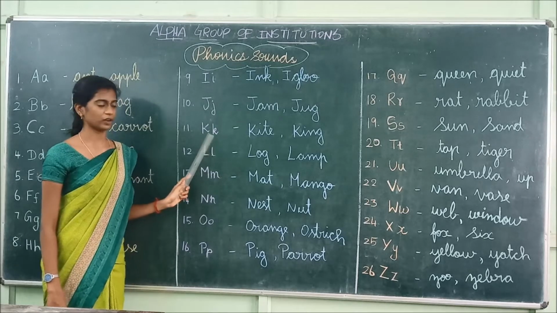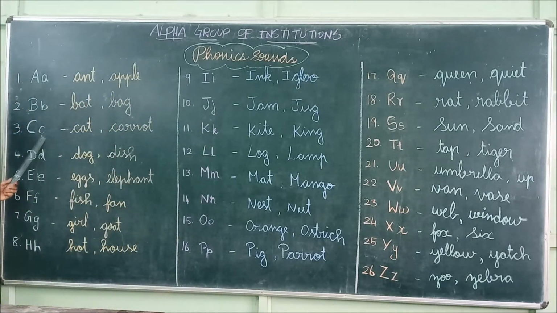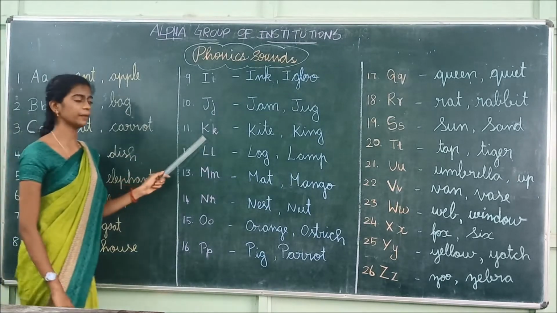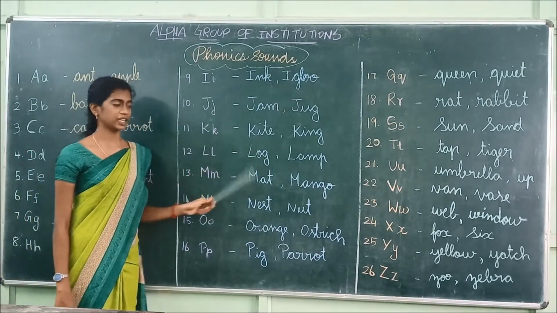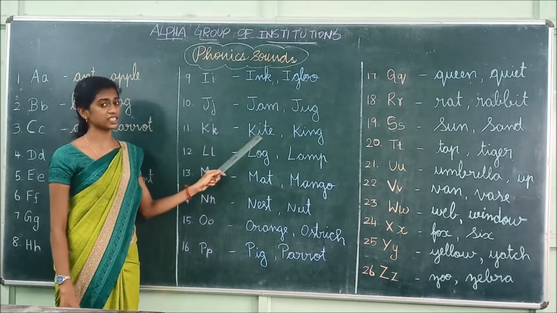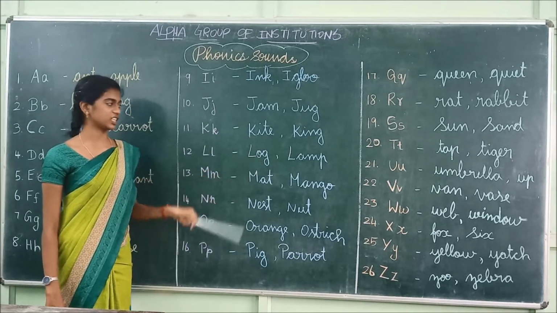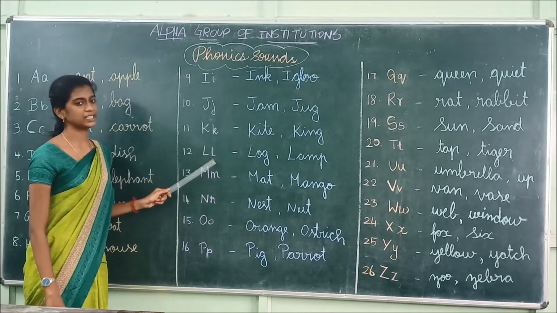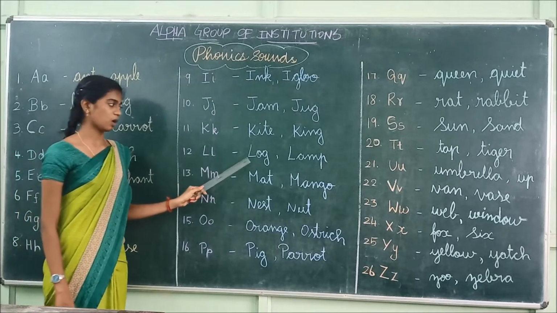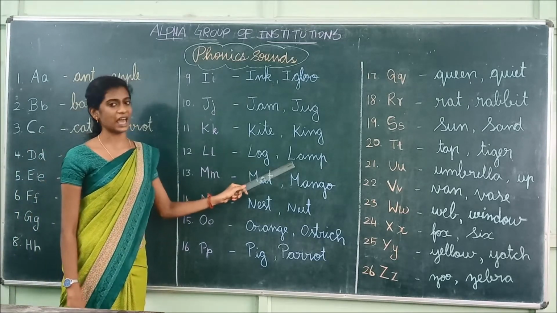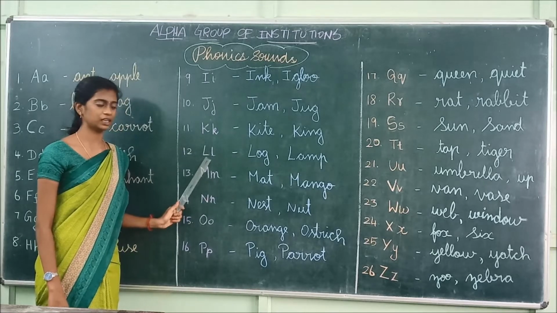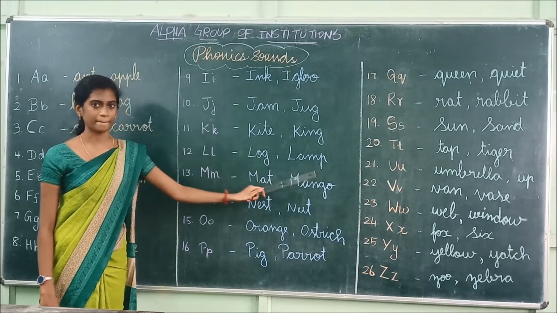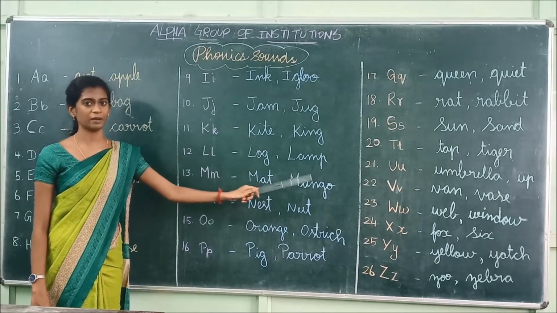And this is k. Likewise, I have said here already, this one and this one sound the same. K. Kite, king. K-I-T-E, kite. K-I-N-G, king. So k. And the next one is l. Log, L-O-G, log. This is lamb, L-A-M-B, lamb. So you have to say it as l.